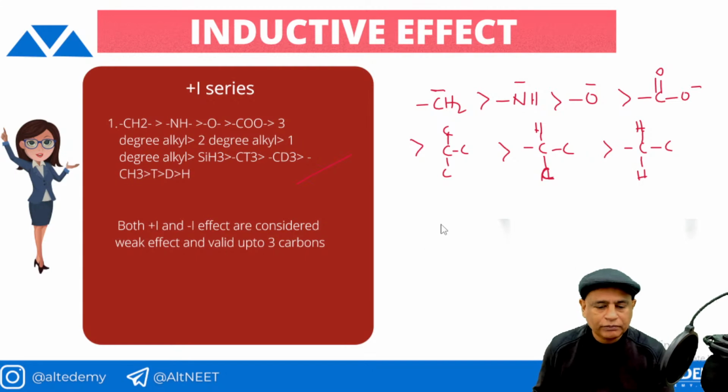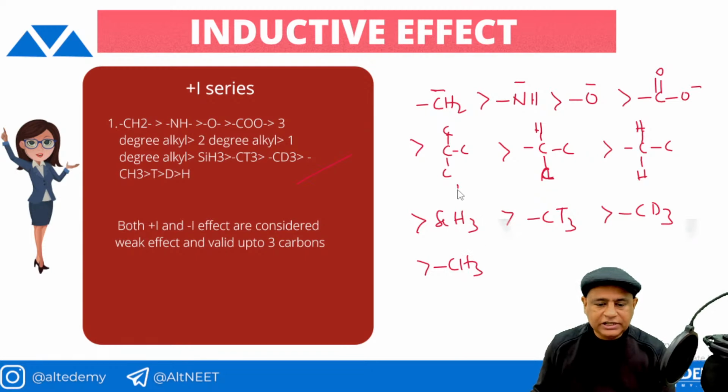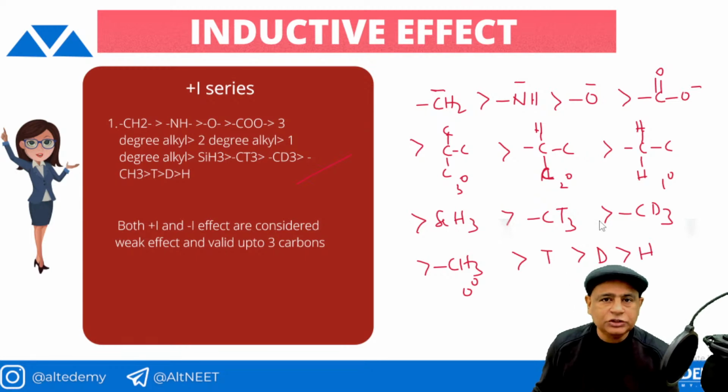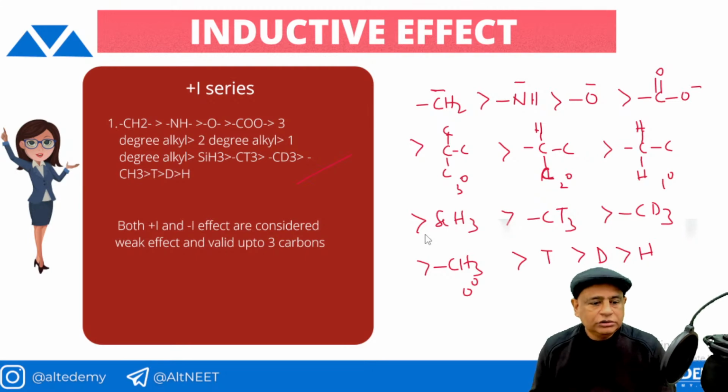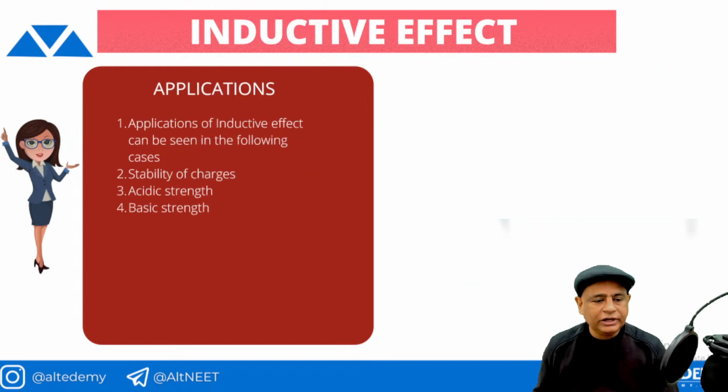Then we have a very important compound, SiH3. You might come across some such things. Then we have CT3, then CD3, then CH3. This is 3-degree, this is 2-degree, this is 1-degree, and this is 0-degree. Then we have T, D, and H. Very important and undisputed, plus I and minus I series. Remember it without asking any question.